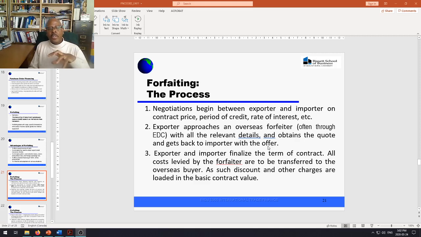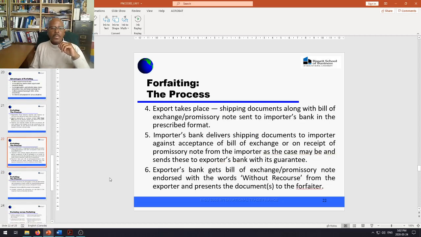But now the exporter and the importer finalize the terms of the contract, taking into account how much the forfeiter is going to charge, and they build that into the price of the contract itself. And so all discounts and other charges are loaded into the basic contract value between the exporter and the importer. Okay. Next, the exporter exports the goods. Exports take place. Shipping documents, the bill of exchange, and so on, promissory notes, these are sent to the importer's bank in whatever format is necessary.